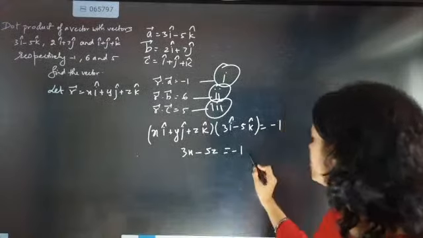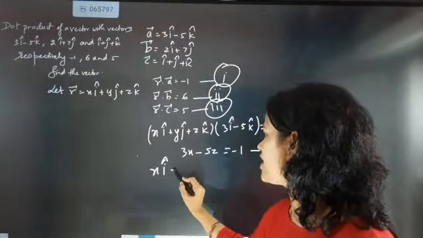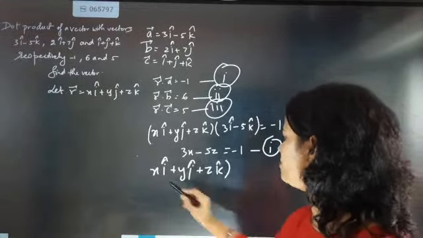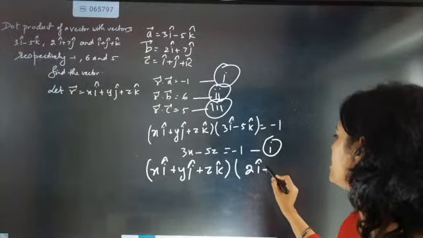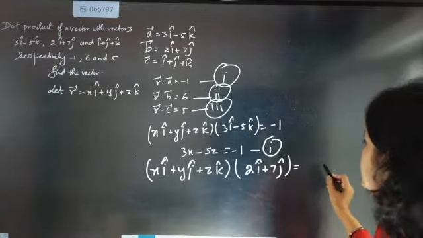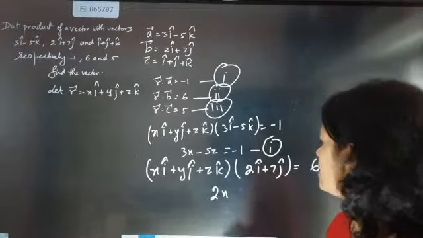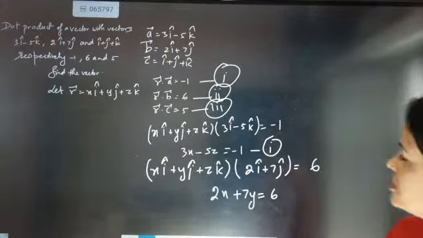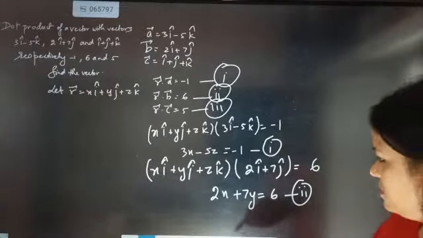This will be exactly equation 1, because this is representing equation 1. Again, xi plus yj plus zk cap will be multiplied with the b vector, that is 2i plus 7j, and that will be exactly equal to 6, given. So it is 2x plus 7y equal to 6. This is exactly going to be equation 2. Now xy is only given.